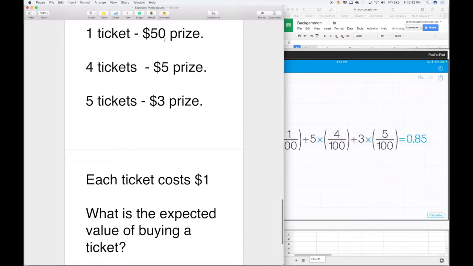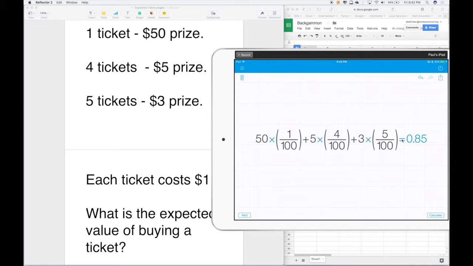In order to be considered for these prizes, you had to buy a ticket that cost $1. That has a value as well, a negative value. So I need to subtract $1 multiplied by the probability that I will lose that dollar. And the probability that I'm going to lose is 90 out of 100. How do I know that? Well, there's 10 winning tickets, 90 losing tickets, 90 out of 100 theoretical probability that I'm going to lose. And this gives me a new expected value of negative 0.05.